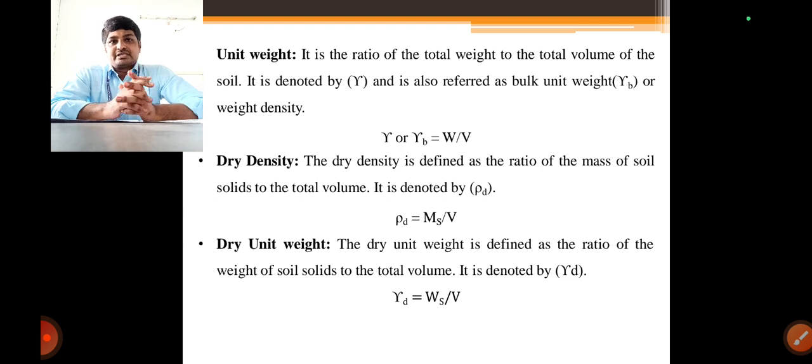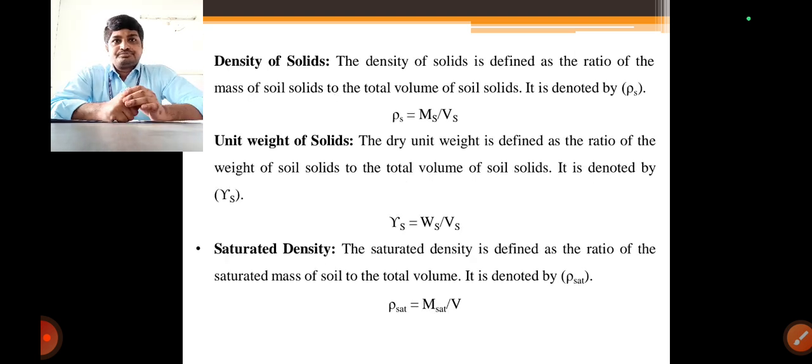Dry density. What does dry density mean? The soil mass is dried, with the water content removed. For the soil mass in dry condition, we find the dry density. Rho d is equal to mass of solids divided by volume of soil. Dry unit weight: gamma d is equal to weight of the solids divided by volume of soil.